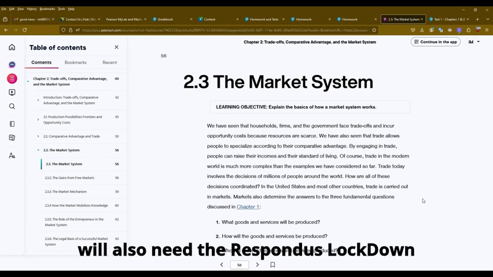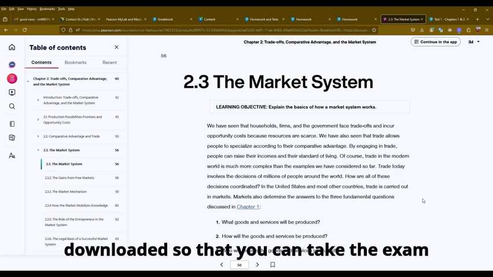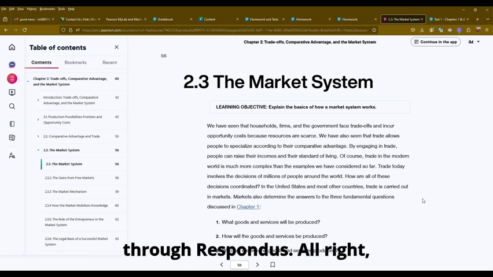You will also need the Respondus Lockdown Browser, so make sure you have that downloaded so that you can take the exam through Respondus.